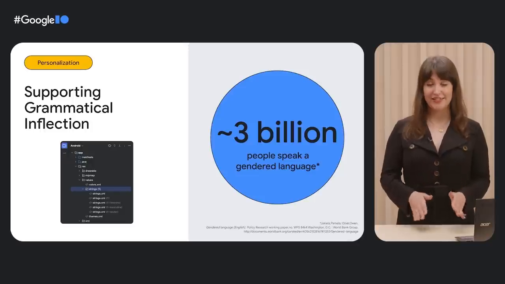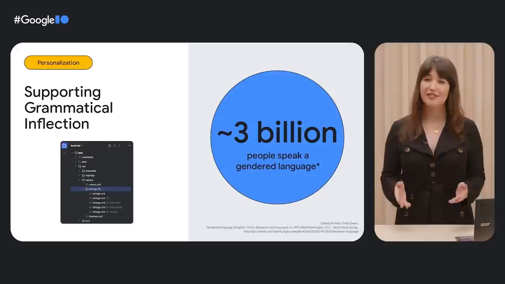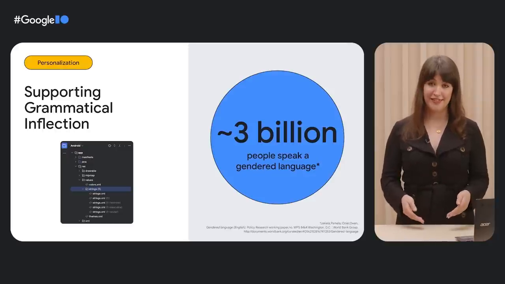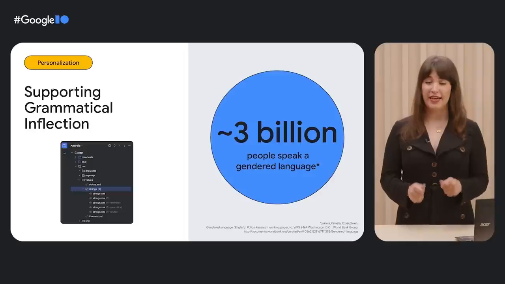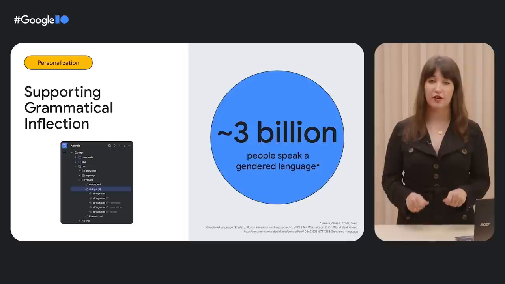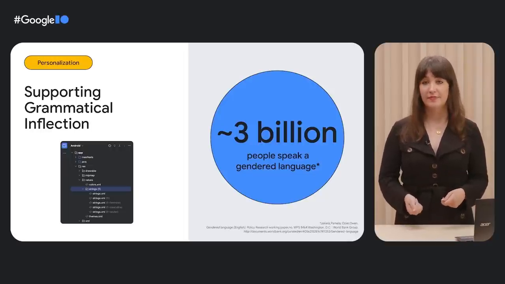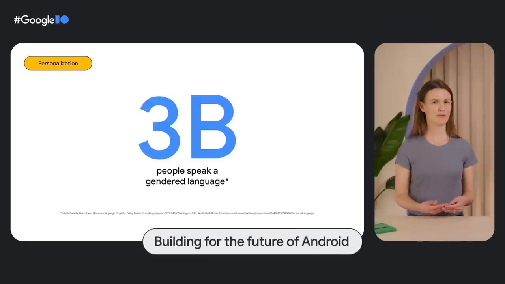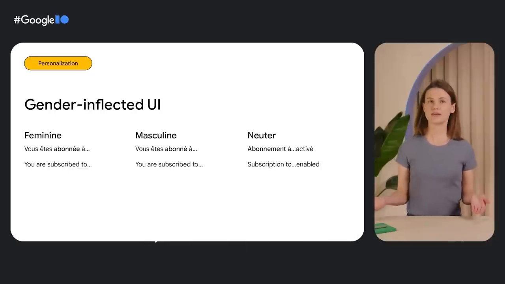In gendered languages such as Arabic, Hindi, or Spanish, words inflect or change according to the gender of the person being referred to. The default inflection is often masculine, but this may feel less relatable to other genders. So in Android 14, we are adding the Grammatical Inflection API, which supports the creation of new gender-qualified string resources, such as feminine, masculine, and neutral alternatives. For more details on how to configure these changes in Android Studio and ensure that your app is more relatable for your users, check out Building for Future of Android.